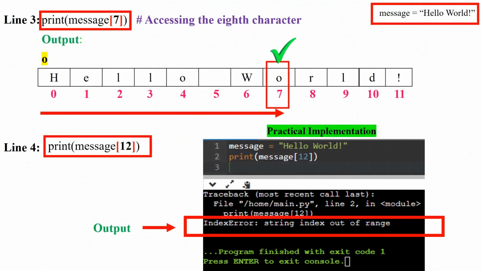Now look at line 3 of the Python code. The print statement, message[7], accesses the character at index 7, which is the letter o. Now look at line 4. The print statement, message[12], accesses the character at index 12. Index 12 is out of range. Trying to access a character out of index range will raise an index error: string index out of range. You can check the output here.